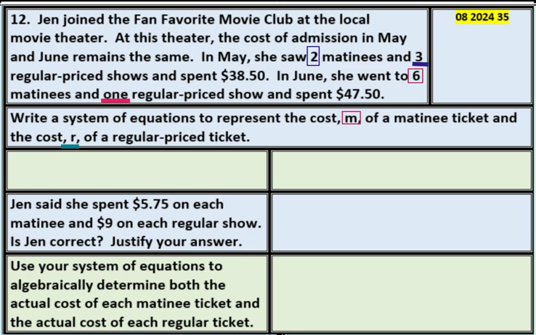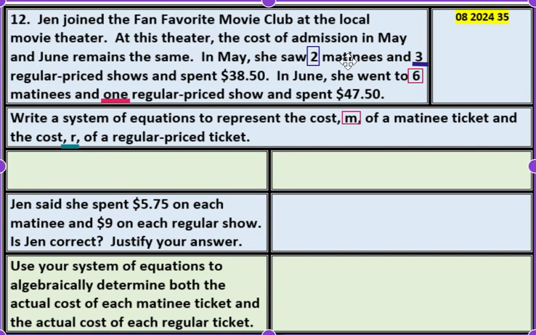Okay, question 12. Jen joined the fan favorite movie club at the local movie theater. At this theater, the cost of admission in May and June remains the same. In May, she saw 2 matinees and 3 regular price shows and spent $38.50. In June, she went to 6 matinees and 1 regular price show and spent $47.50.